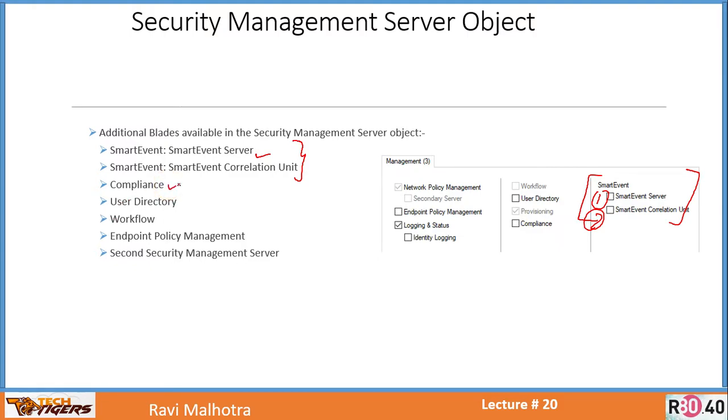Then there's a compliance. Then there's a user directory. There's a workflow. There's endpoint policy management, and there's a secondary SmartCenter server. So these are the additional modules available for you, which you can check on the basis of the needs. Of course, just keep watching this channel and keep watching videos. You will of course see videos one-on-one on all these topics as well.